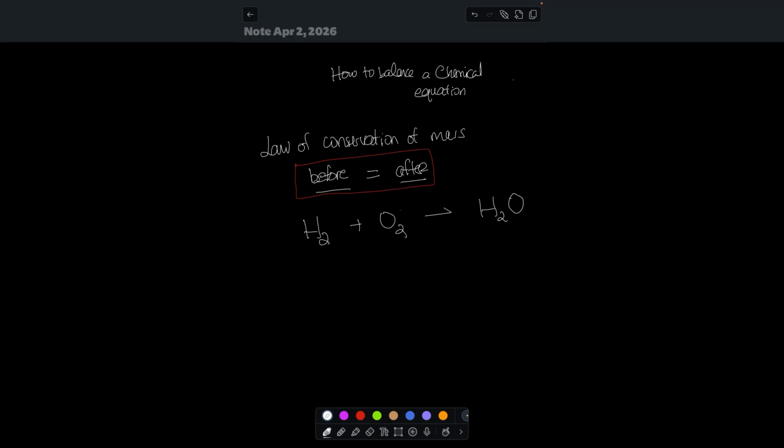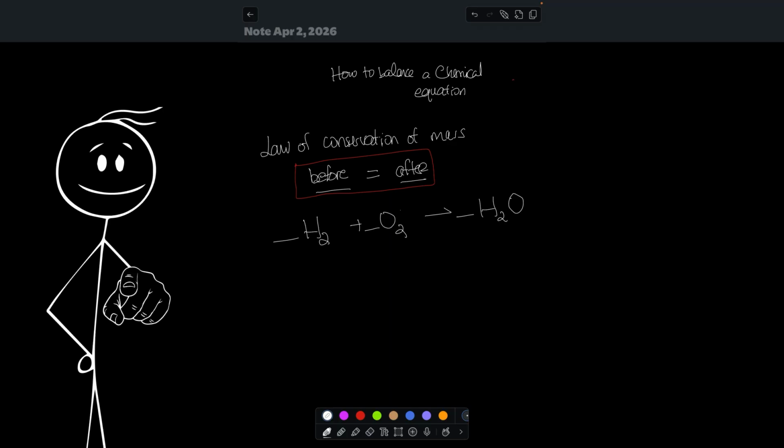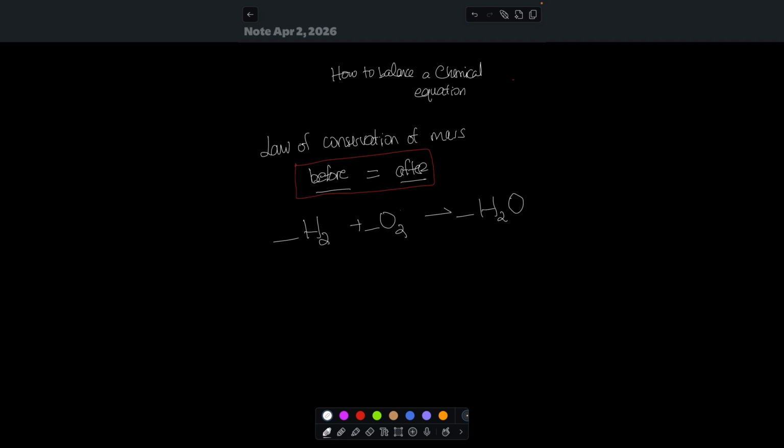Now, in order to do that, we can only use coefficients that can be written in front of our formulas, right? You cannot create a number, for example, that will go in between here. You cannot write a number that will go as a subscript, right? It has to be a coefficient that is written in front of the formula. So if I wanted to write 5, I would write it like so.